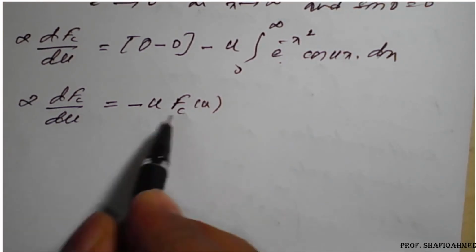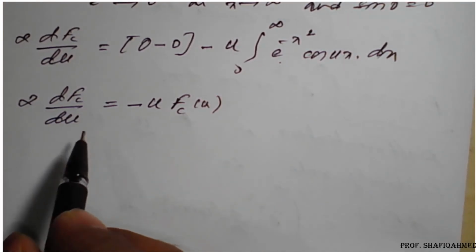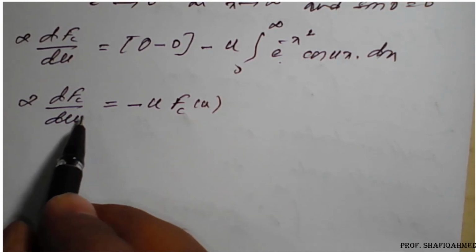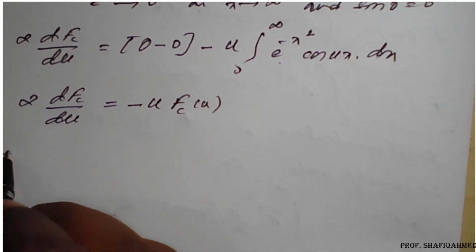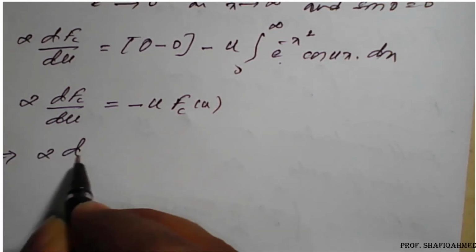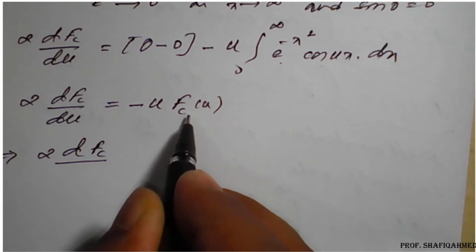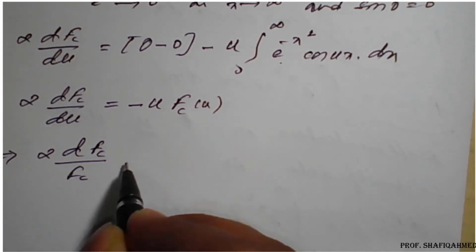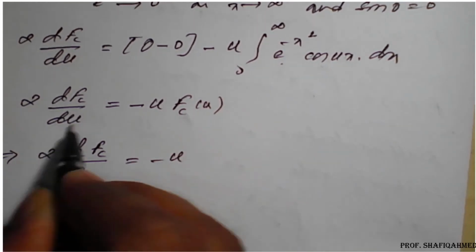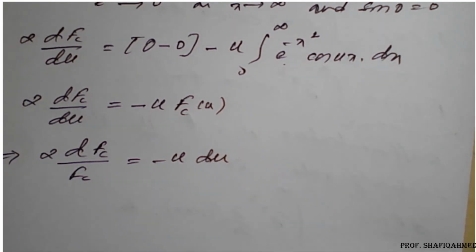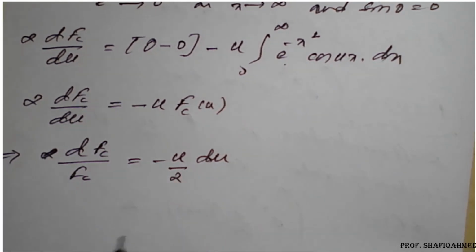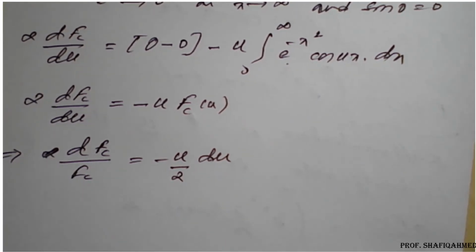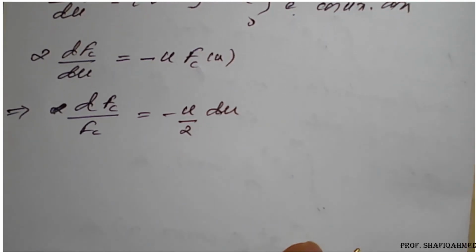So on simplification, here we'll go for variable separation. The F function will be brought down here, the u function will be kept as it is, which implies 2 times dfc upon fc is equal to minus u into du. Or you can say that this 2 will also be multiplied to the right hand side. So on variable separation we got this.